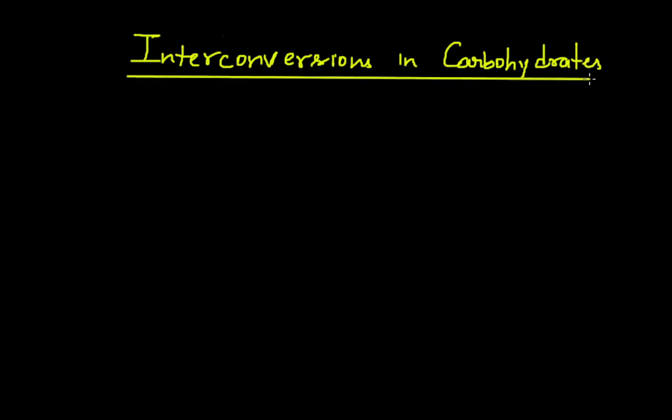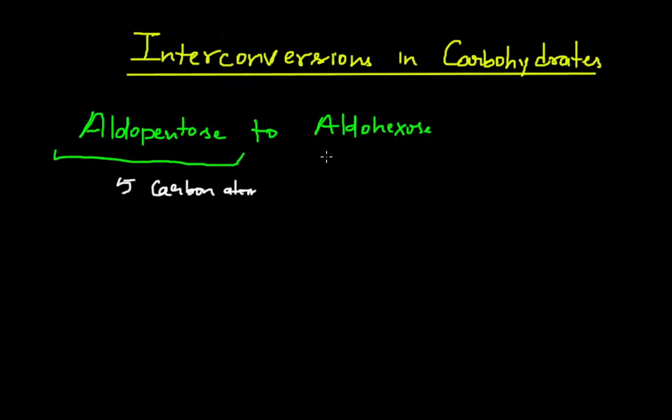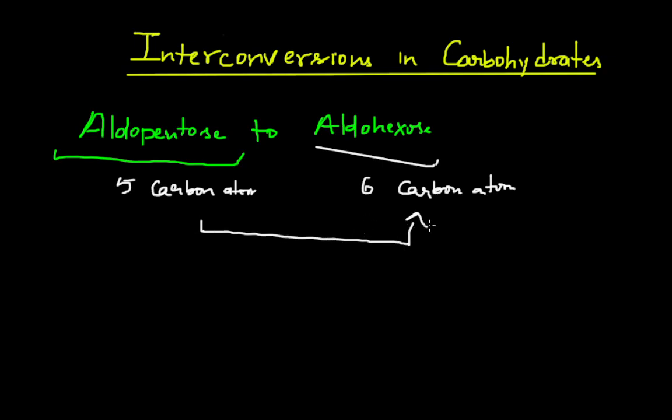So first is from aldopentoses to aldohexoses. An aldopentose has a skeleton of 5 carbon atoms, and aldohexoses consist of 6 carbons. So essentially the carbon chain has been lengthened from 5 to 6 carbons.